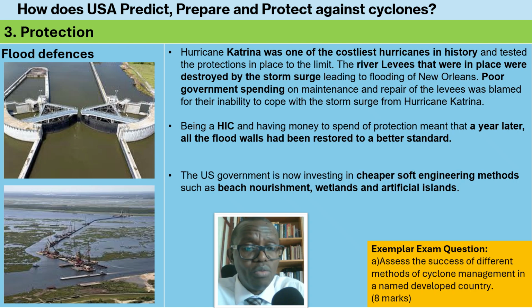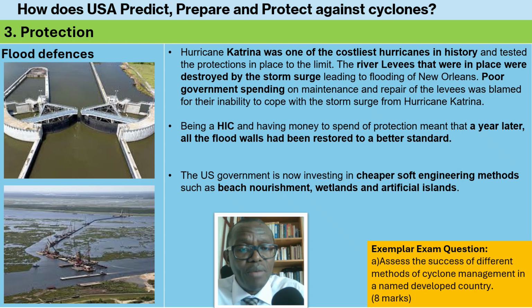However, lessons were learned from the breach of those flood defenses, and being a HIC and having the money to spend on protection meant that a year later, all the flood walls had actually been restored, and they were restored to a better standard in order to be able to cope with future hurricanes that may present themselves. Now, the US government is also investing in cheaper soft engineering methods.